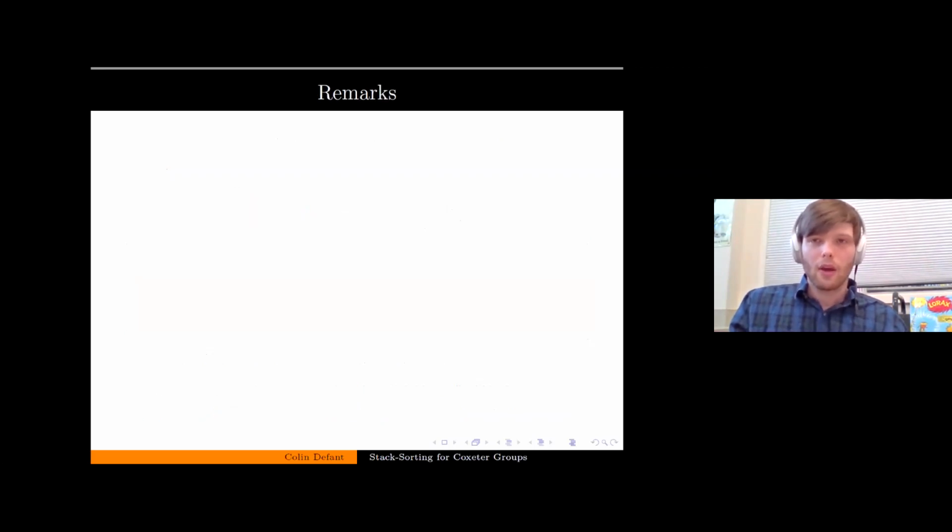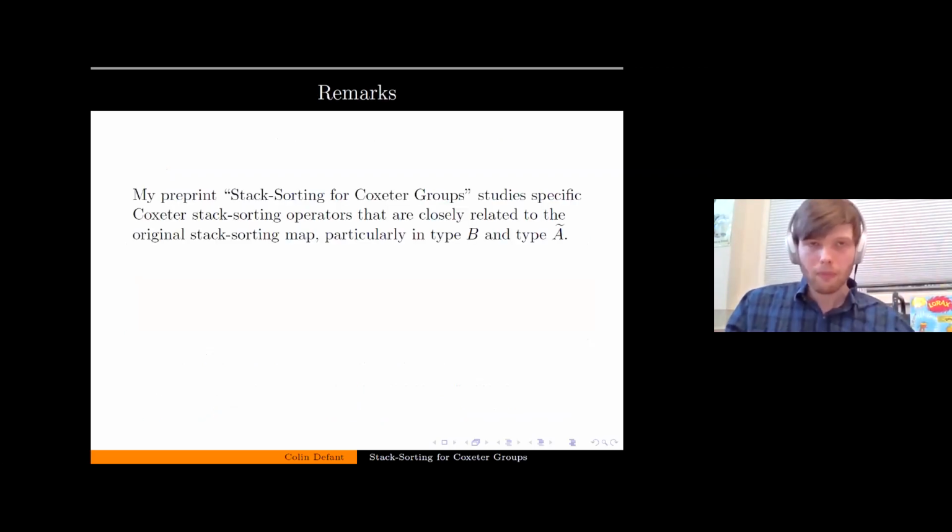Okay. So let me make a couple remarks about this. I have a preprint that I released about a month ago called Stack Sorting for Coxeter Groups. In that paper, I focus specifically on a couple types of these Coxeter stack sorting operators that I think are very closely related to the classical stack sorting map. One of them is living in type B, so these are the hyperoctahedral groups. One of them is living in type A tilde, these are the affine symmetric groups. They share a lot of interesting properties that the stack sorting map also has, especially the type A tilde version. These are very closely related to the stack sorting map.